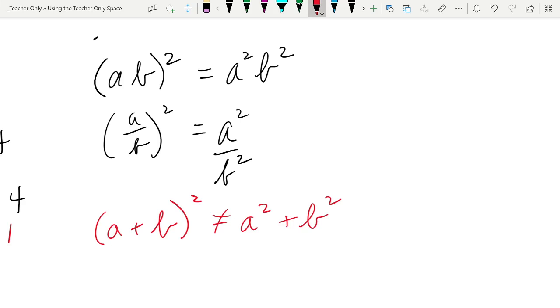How come? Because there's no such thing as power of a sum. You can't distribute an exponent into an add or a subtract in a bracket. And that should make sense to you. What does exponent mean? It means repeated multiplying. It doesn't mean repeated adding. Multiply is repeatedly adding. So exponents don't work that way. So if I actually have a plus b squared, what can I do with it?